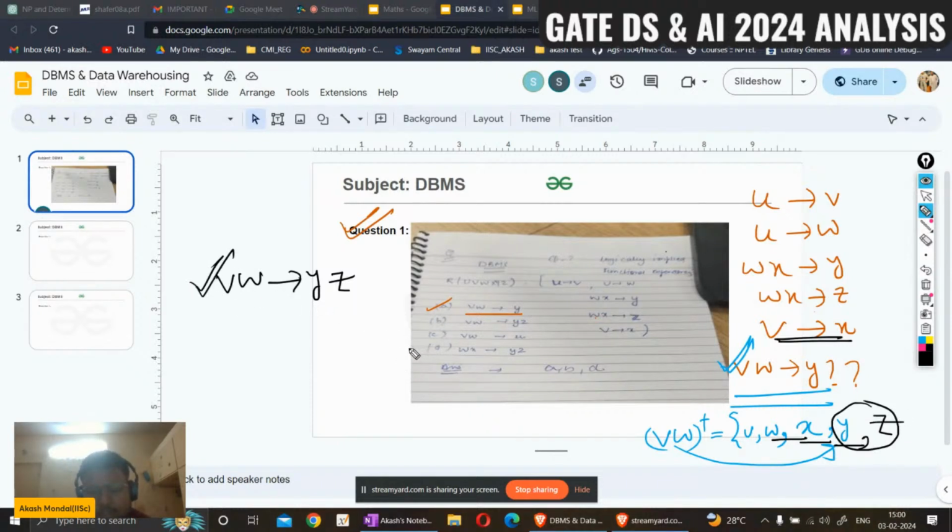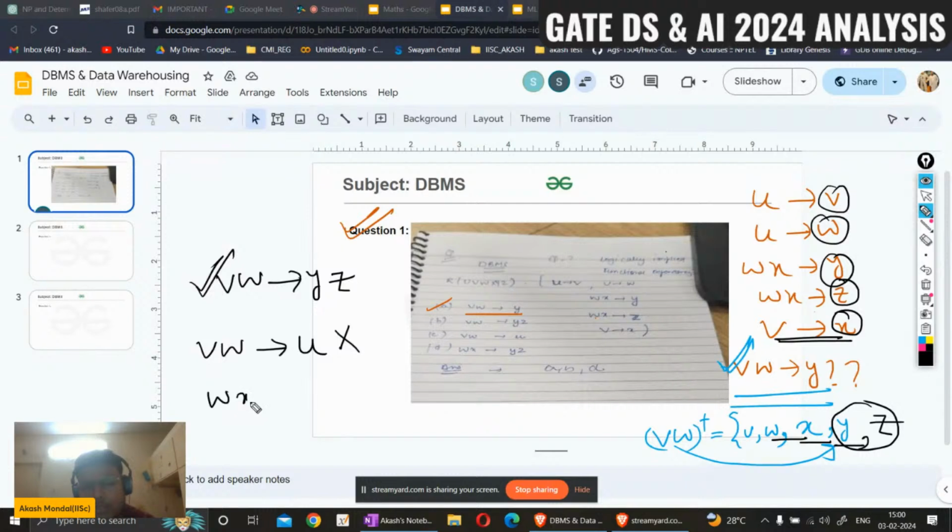Let's take the next one, which is VW to, I think this is U. This is definitely not correct, because if you see the right hand side, there is no U. So this is obviously incorrect. You cannot derive U from VW. Okay, let's see the next one.